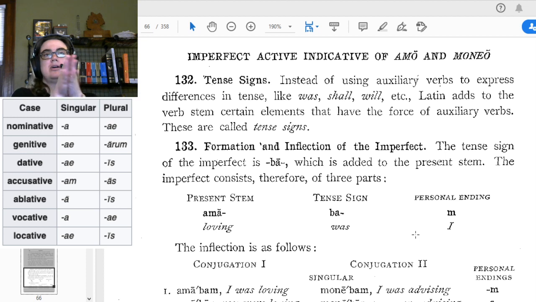All right, so we have the present stem ama. We put in the tense sign for the imperfect, ba, and then the personal ending. We use the I in this one. And as it helpfully points out, ama tells us that it's loving, ba, was, and I. So, I was loving: amabam. Exactly.